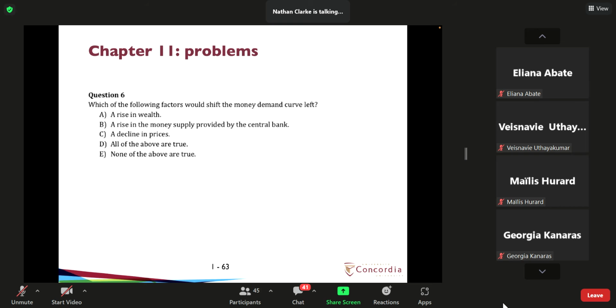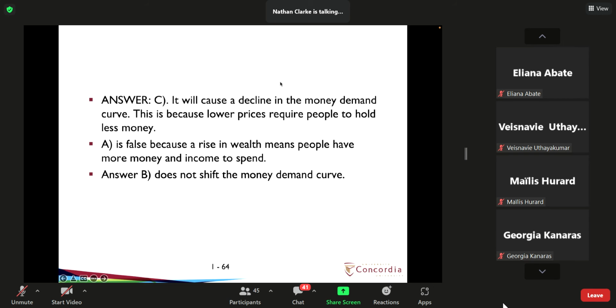So C says a decline in prices. If prices go down, I still want to buy the same amount of stuff. I need to hold less money in my wallet to buy the same amount of stuff. Therefore, the money demand is going to go down. So it's going to shift to the left. Then A said a rise in wealth. A rise in wealth would actually shift my money demand curve right, because if I have more money, I want to spend more money, I want to buy more goods. Therefore, I need more money in my wallet, right? So that would shift money demand to the right. So yeah, that's why C is the correct answer.